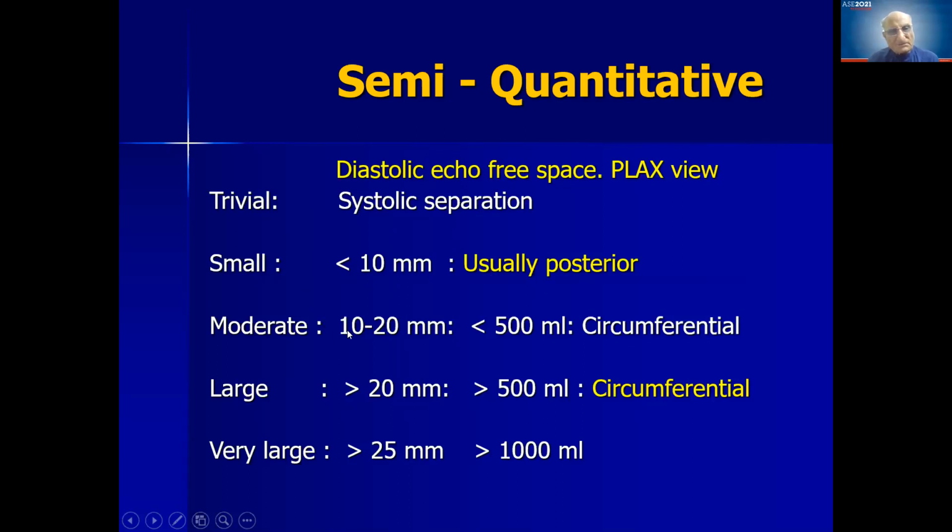When it is between 10 to 20 millimeters, that means near about 500 ml of fluid is present, mostly circumferential. More than 20 millimeters of echo-free space means there is more than 500 ml of fluid, again circumferential, and very large is more than 25. That means a large pericardial effusion. So less than 10 small, 10 to 20 moderate, more than 20 large, and more than 25 very large. So that is the semi-quantitative determination, and that too by echo-free space.